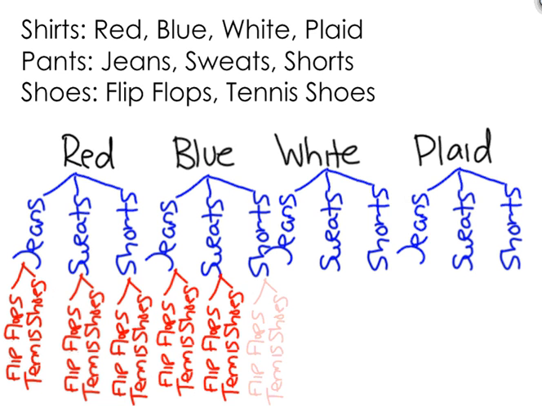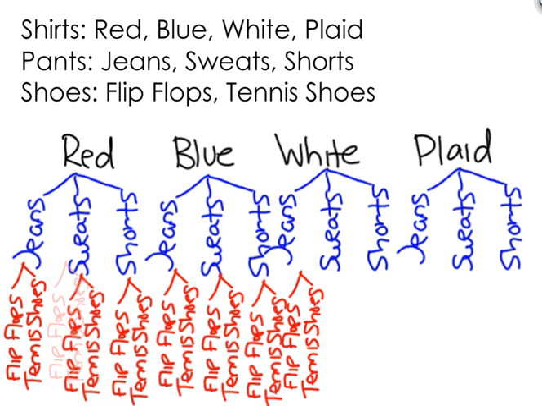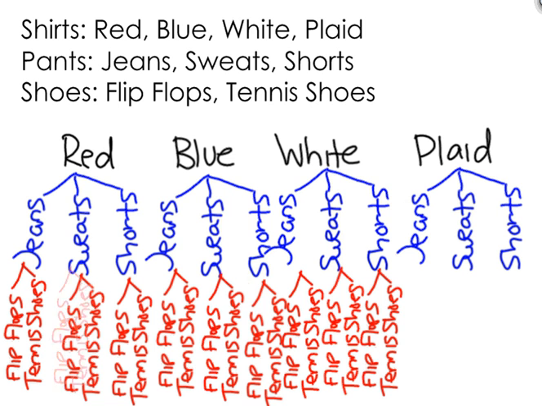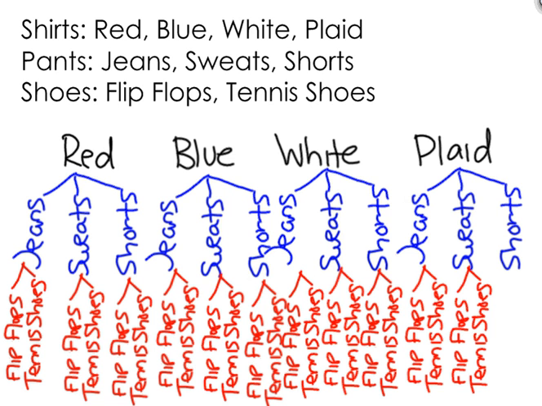This is where you might want to start abbreviating. If you do choose to abbreviate, you just need to make sure that you have a key off to the side to show what each of your letters represents, and then you don't want any of your letters to repeat. So if you have 2 things that start with S, you might want to use a different letter to represent that. Okay, that's a lot of flip-flops and tennis shoes.